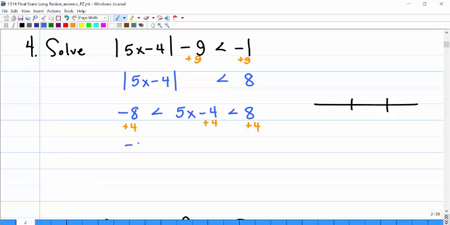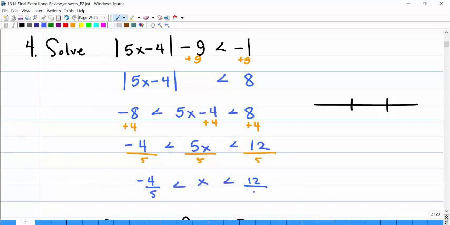I get negative 4 less than 5x less than 12. Now I want to divide all three sides by 5. So I get negative 4/5 is less than x is less than 12/5. So the two numbers on my number line will be negative 4/5 and 12/5.